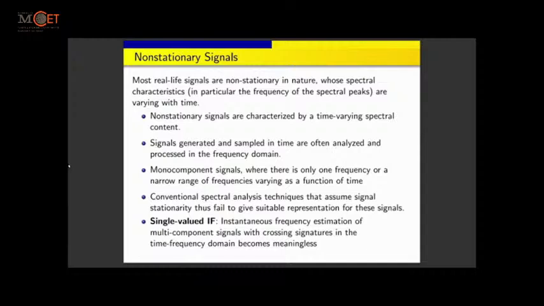So now, the multi-component signals are mathematically expressed like this: x of n is equal to summation k is equal to 1 to K, a_k of n e power j phi_k of n. So now, a_k of n is called instantaneous amplitude, and phi_k of n is called instantaneous phase.